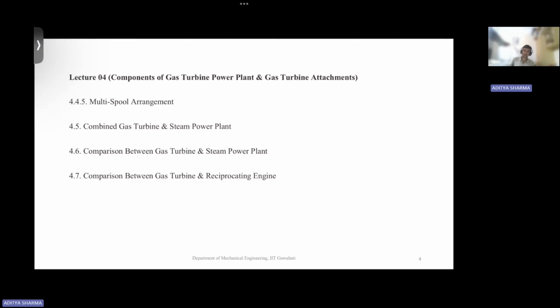We have discussed this in the power plant system engineering course also, that was being conducted by Professor Niranjan Sahu in the last semester. And then two comparisons have been given. One is with respect to steam power plant, and the second is with respect to reciprocating engines. So let's see the topics.